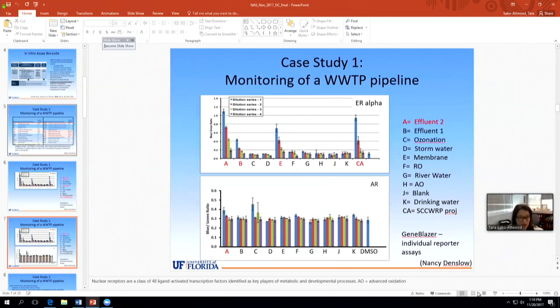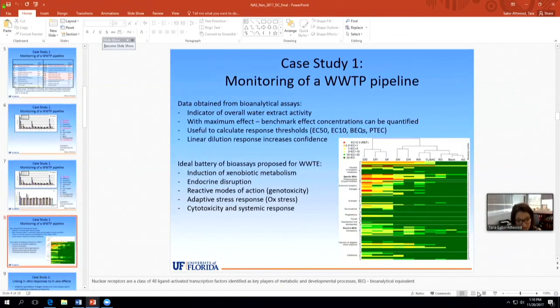So how is such data potentially useful? First, it provides an indication of overall extract activity from which one can calculate and quantify response thresholds like EC50s and provide benchmark effect concentrations. So such information is valuable for guiding tiered frameworks, and I'll come back to that point in discussion in a few minutes.